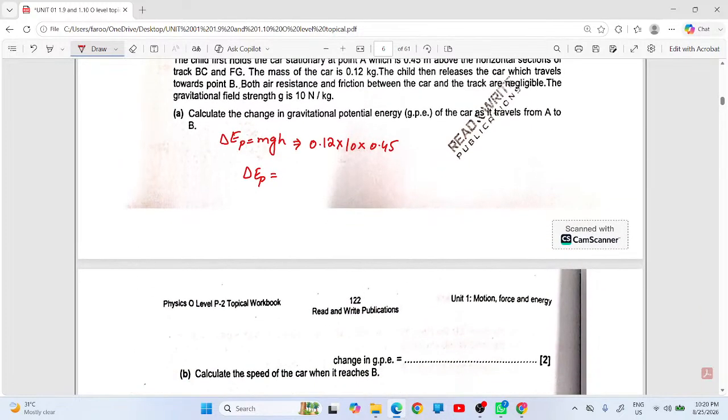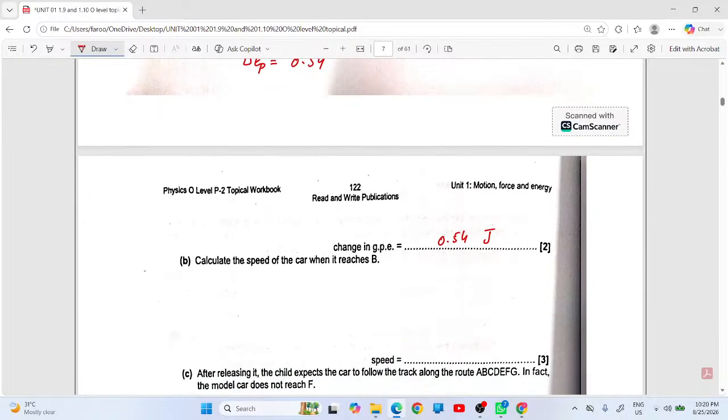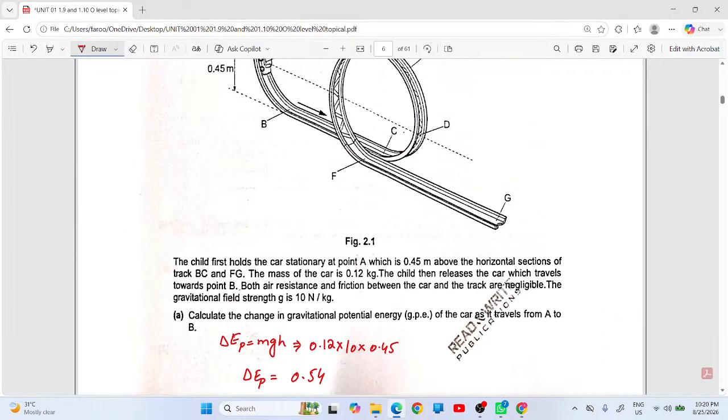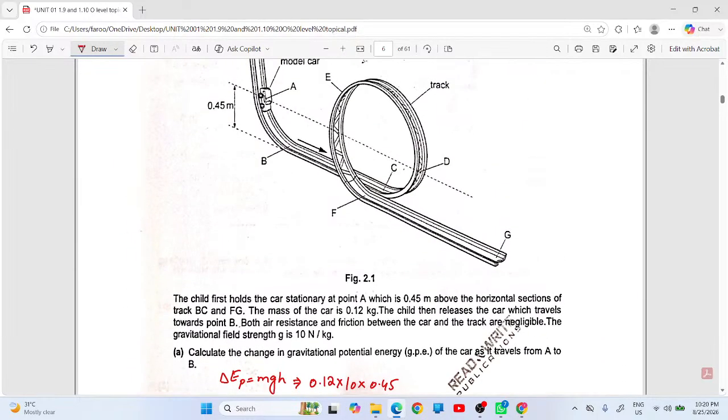0.54. Calculate the speed of the car when it reaches B. How to do it? Sir, kinetic energy change, like we did in the one before this.